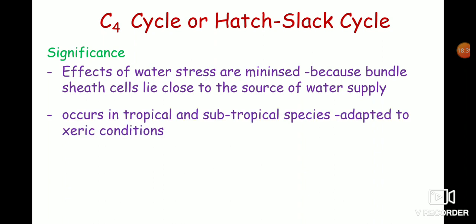As the C4 cycle occurs in tropical and subtropical species which are adapted to xeric conditions, they grow in water stress conditions. So C4 plants are better adapted in this condition due to the Kranz anatomy of their leaves.